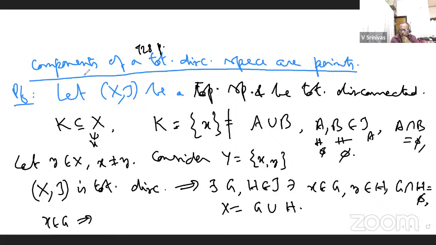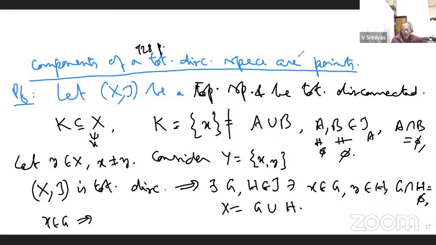Here, what we want to show? We want to show that components are points. So what we have to show? If there is another connected set containing x, that has to be disconnected. That's what we have to show, right?